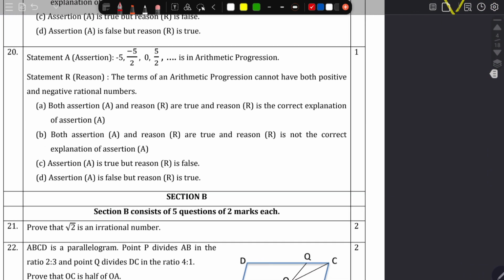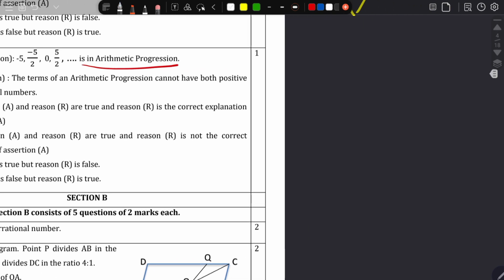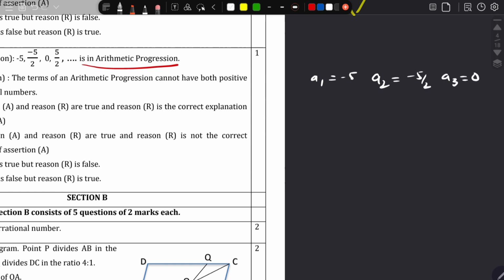Next, question number 20. Assertion is given: -5, -5 by 2, 0, 5 by 2 is an arithmetic progression. How to check whether it's an arithmetic progression or not? The common difference must be the same. So a1 is equal to -5, a2 is equal to -5 by 2, and a3 is equal to 0. The condition is a2 minus a1 is equal to a3 minus a2. If this is equal, it is in AP. If not, it's not in AP.